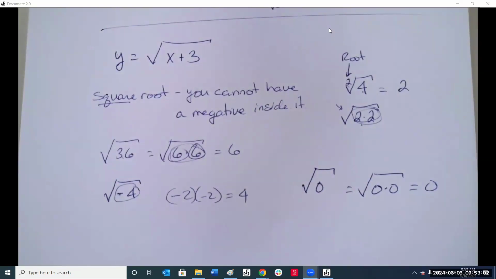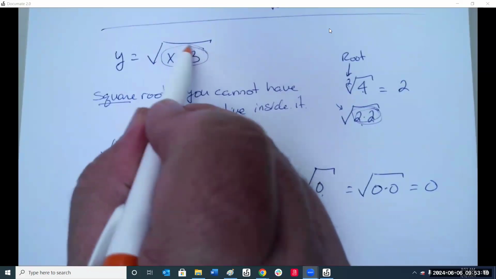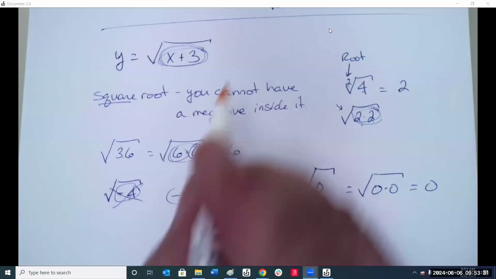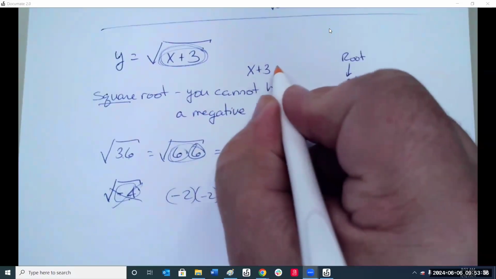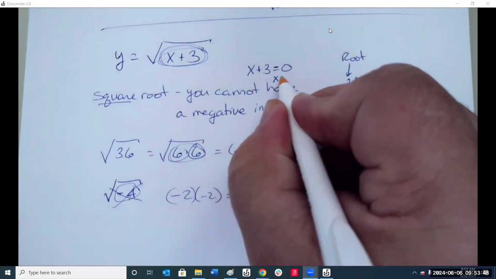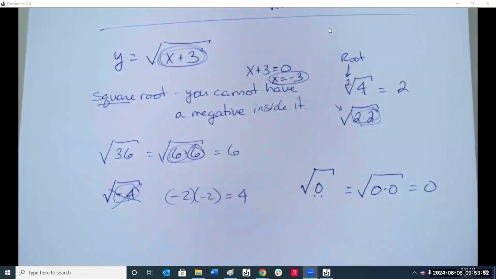Whenever you have a new equation, this is how you determine what numbers you can use. Can they be negative? Can they be 0? Can they be positive? So we know we can't use negatives. We can use 0, and we can use positives. So what that tells us is this number inside here, what's the smallest it can become? It can't be negative, so the smallest it can become is 0. So since the smallest it can become is 0, we set it equal to 0. So that means the smallest number we can use inside there is negative 3.